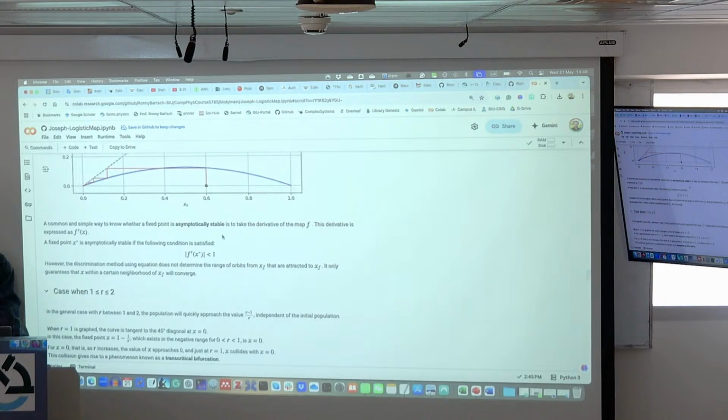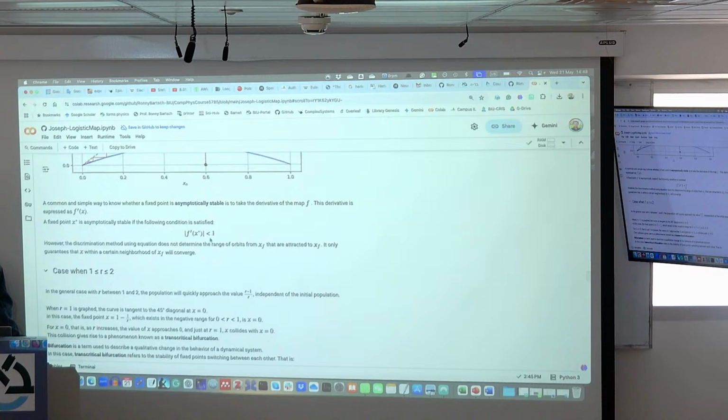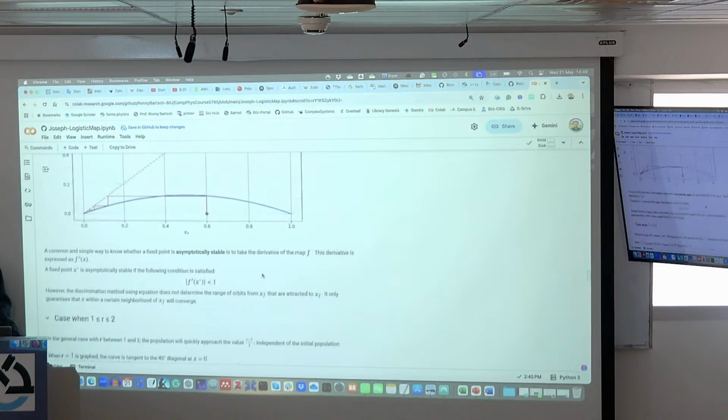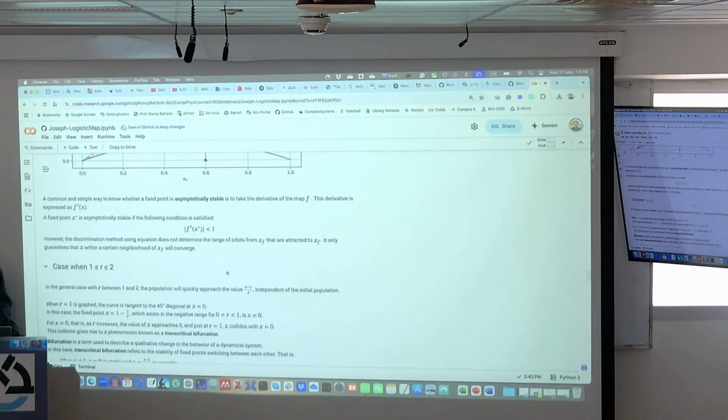So this theorem is expressed as f dot. A fixed point is stable if the following condition is satisfied. So we take the derivative of it, and however, the discrimination method using the equation does not determine the range of objects from xf, but actually we take now x0 from 0 to 1, so this method will help us to see if it's a stable point.